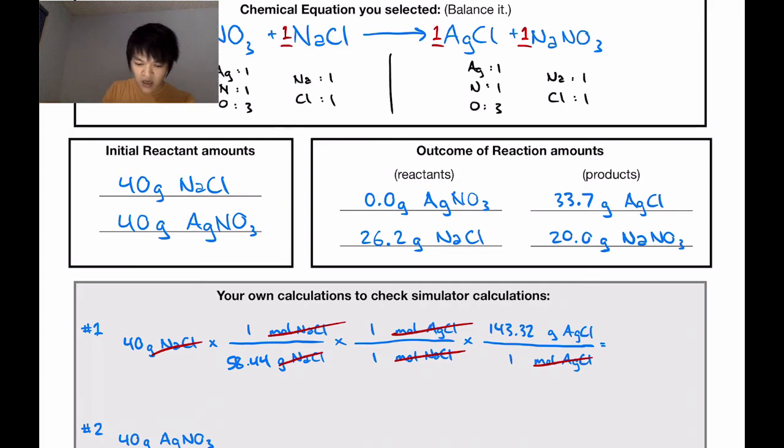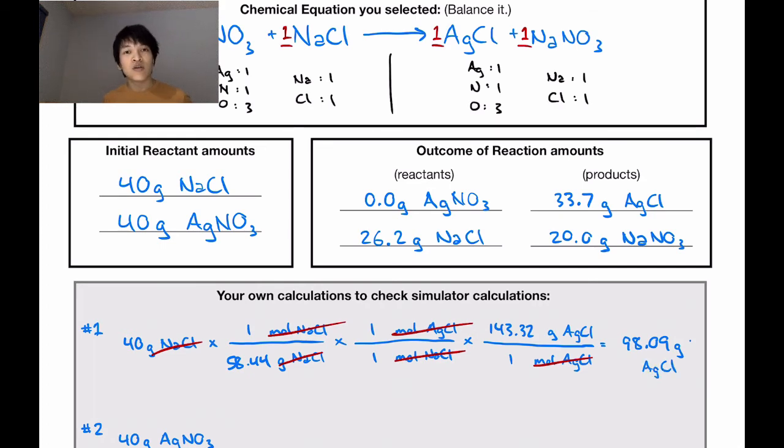All right, let's calculate this out real quickly. So we're going to start with 40 divided by 58.44 and multiplied by 143.32. What I'm getting is 98.09 grams. And then this is for silver chloride.